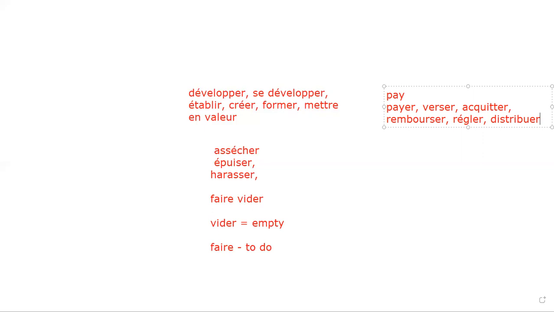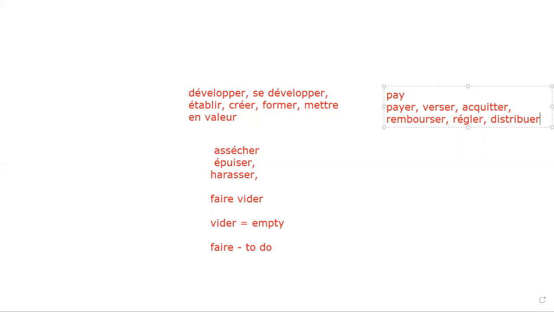So it can be French also. We have the verb régler. Régler is the verb to settle in terms of payment. Distribuer is to distribute, to distribute the salaries. Distribute the salaries, settle my account, reimburse my incentive. Acquitter is to pay. Verser is to pay. So it relates somewhere, so that's why I'm giving the things in French also.